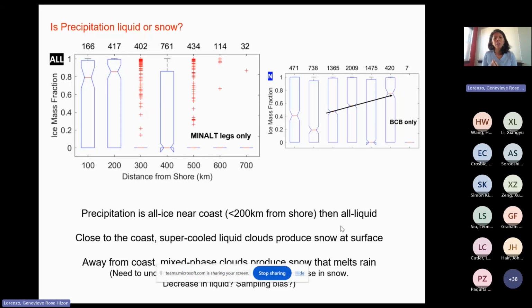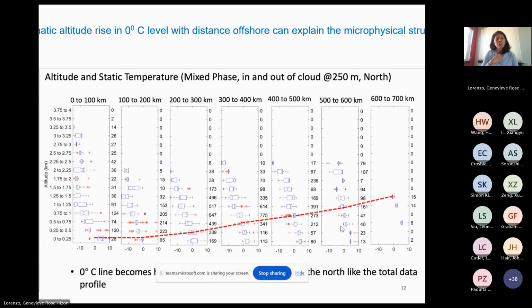So we're wondering whether, closer to the coast, for the cases we're looking at, which may not characterize the whole distance but just specific areas where there were more samples, the supercooled liquid droplets may be becoming ice closer to the surface, and away from the shore they're actually melting. As a first look at how to see this, we also plotted the temperatures for each of these 100-kilometer distance bins from the shore.